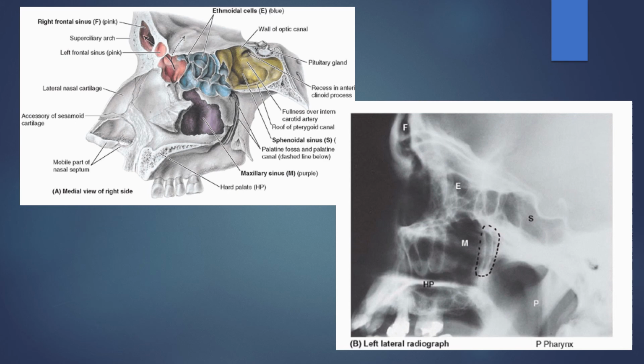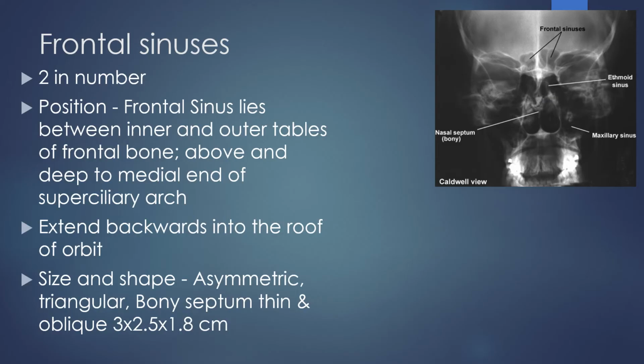The lower one is the lateral radiograph of the skull showing F is for frontal sinus, E is ethmoidal. Remember, ethmoid air sinuses are arranged in groups and they are many. They are anterior, middle and posterior ethmoidal sinuses. The yellow one is the sphenoid and the lower one, purple, is the maxillary sinus.